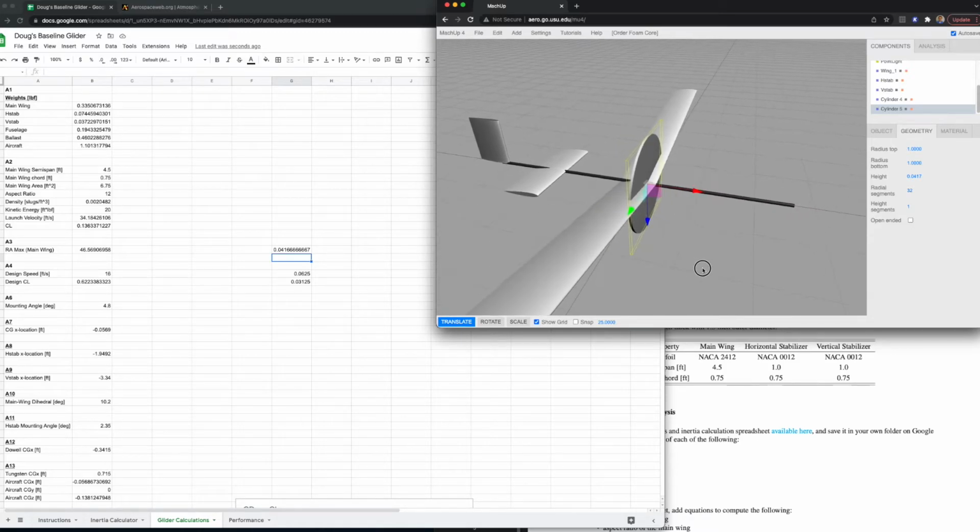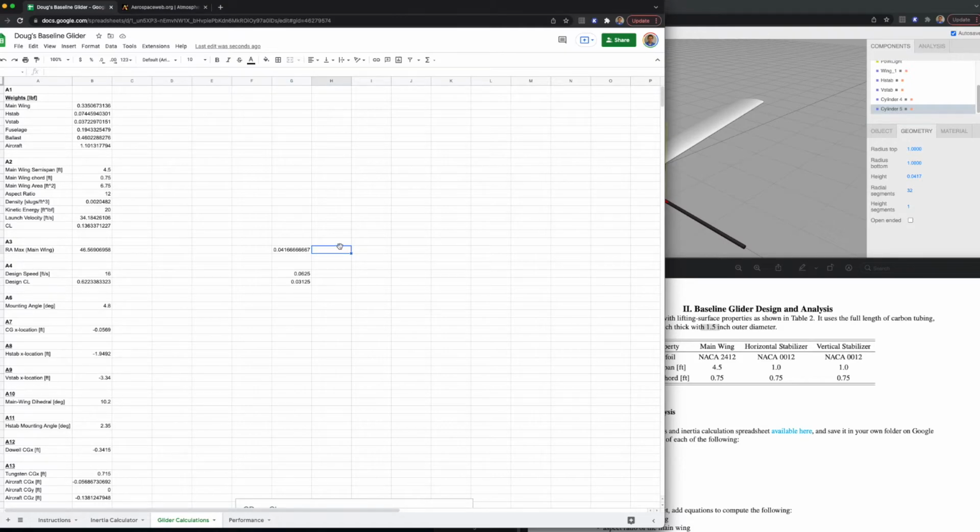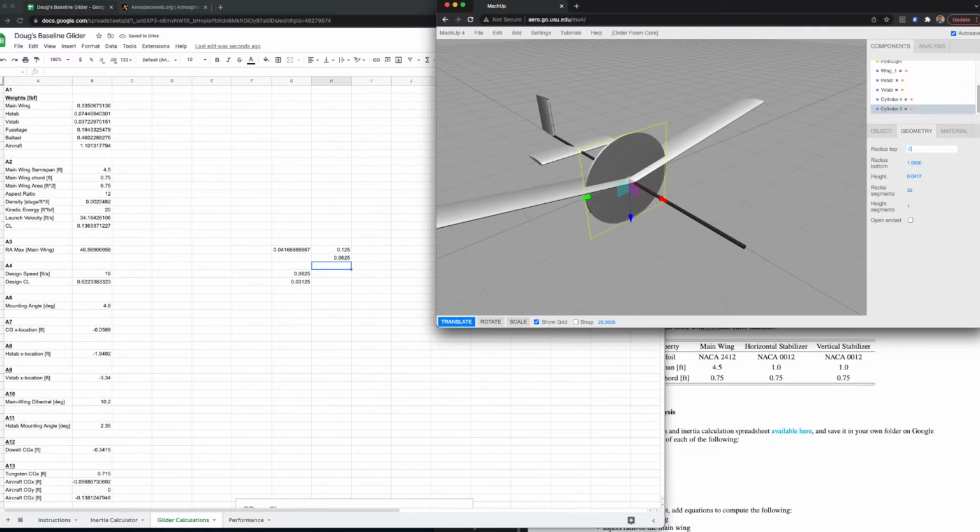Okay, so that's the thickness of that ballast, and then we were told that it has a 1.5 inch outer diameter. So let's see, that's equals 1.5 divided by 12. So that's it in feet, and that's a diameter, but what we need is the radius here. So we need to take that and divide it by 2, and that gives us 0.0625. So that's the radius, 0.0625 for both of those. So both the top and the bottom. Okay, so there's the radius of that.